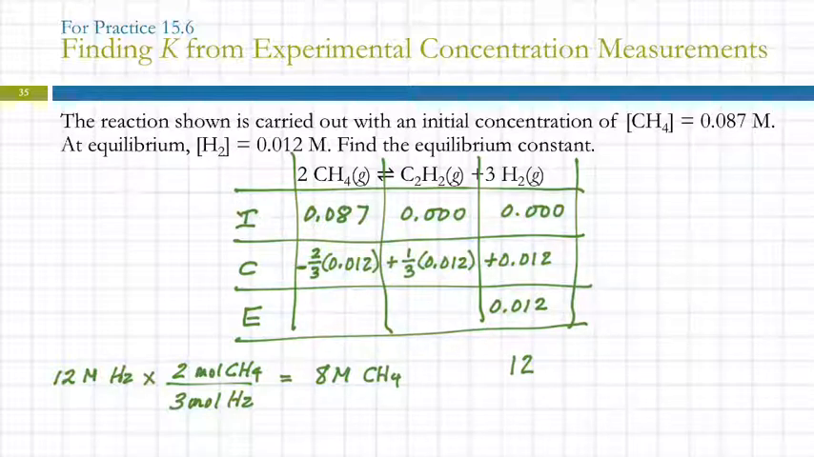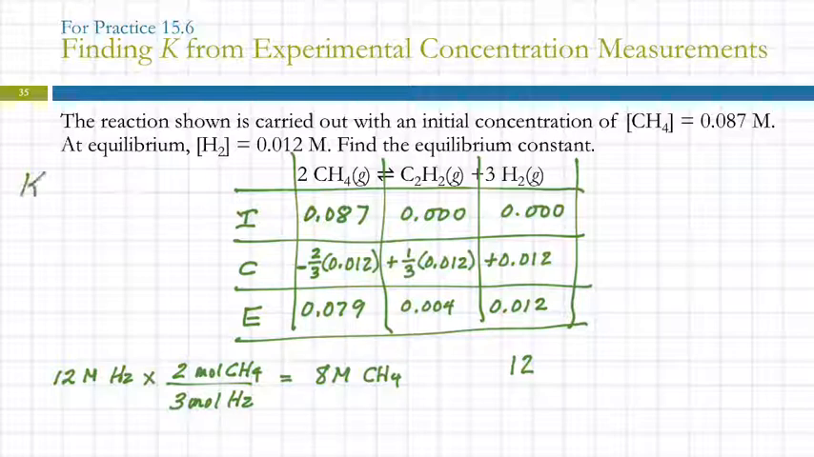So my change for the H2 and C2H2 gives me an ending concentration of 0.004, and 0.087 minus 2/3 of 0.012. I'm getting 0.079. So we found our concentrations.